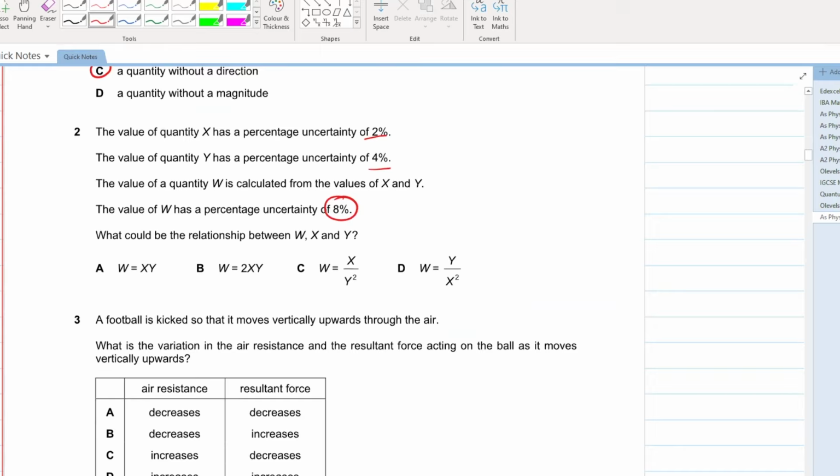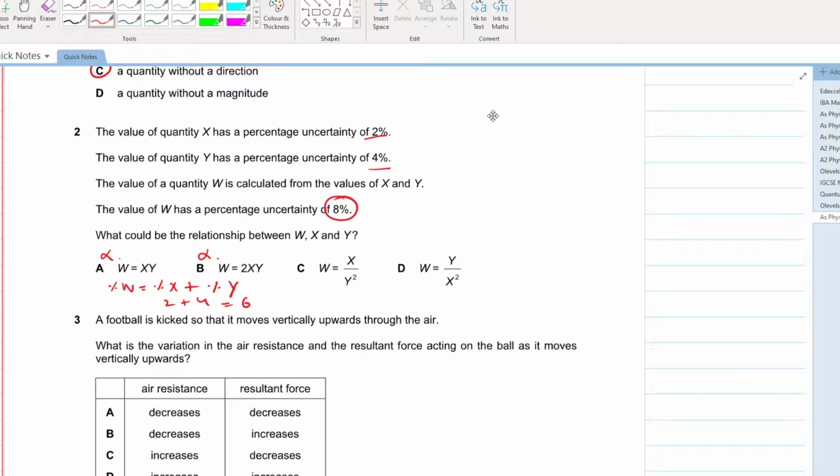If you analyze, option A cannot be your answer. Why? Because if W is equal to XY, then the percentage uncertainty of W is equal to the percentage uncertainty of X plus the percentage uncertainty of Y, which will be 2 plus 4, which will be equal to 6. This cannot be your answer. B cannot be your answer as well.